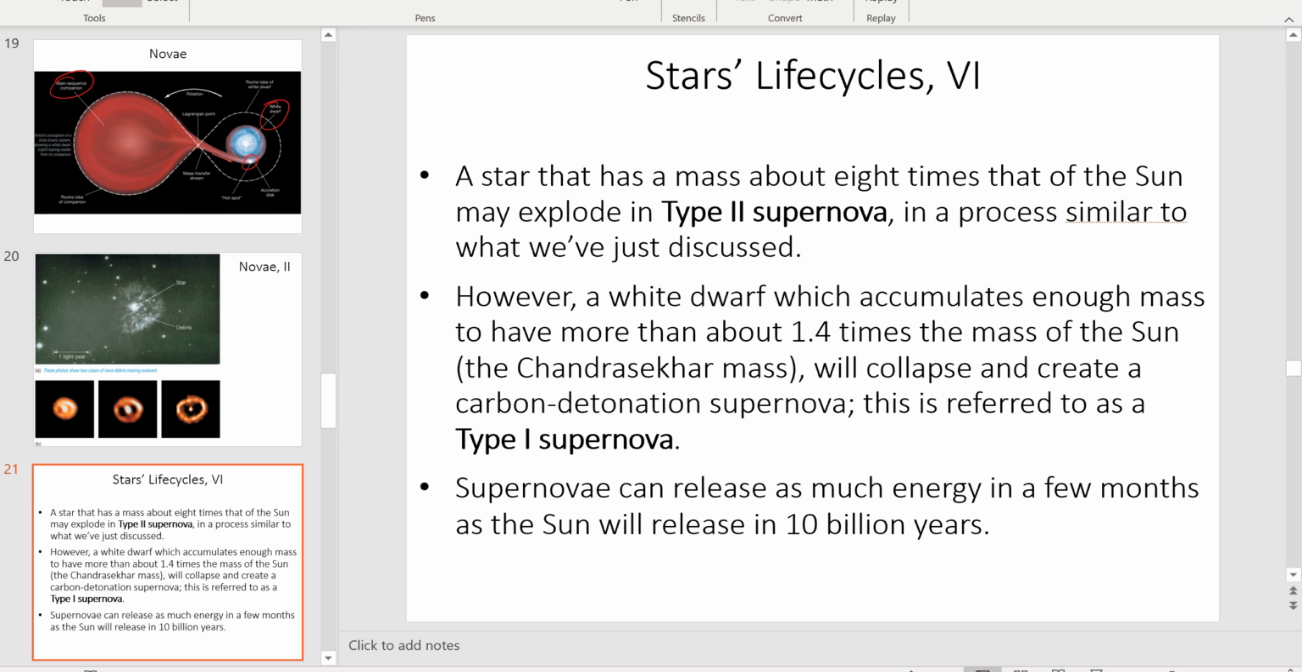Once the core is iron, then fusion suddenly stops. The star collapses in on itself. The pressures and temperatures in the iron core become almost unimaginably high. The iron then fuses, and that creates this extreme explosion.